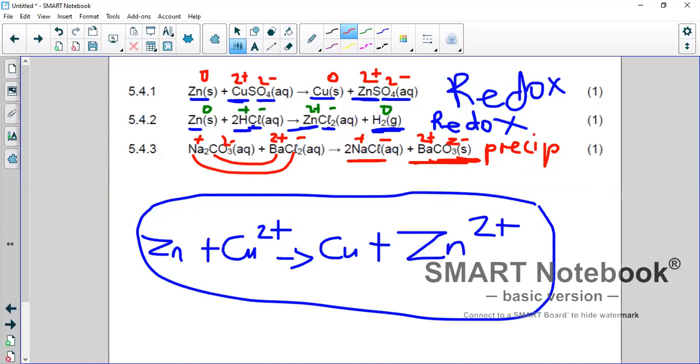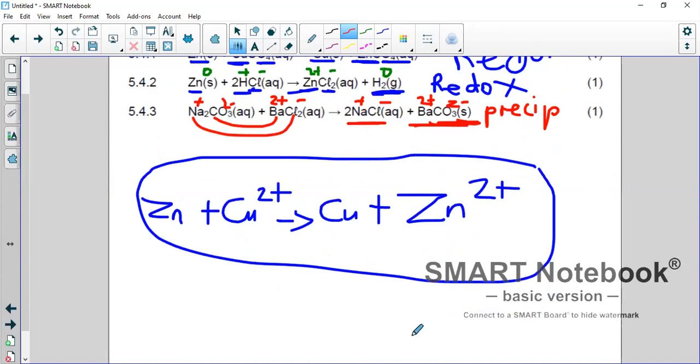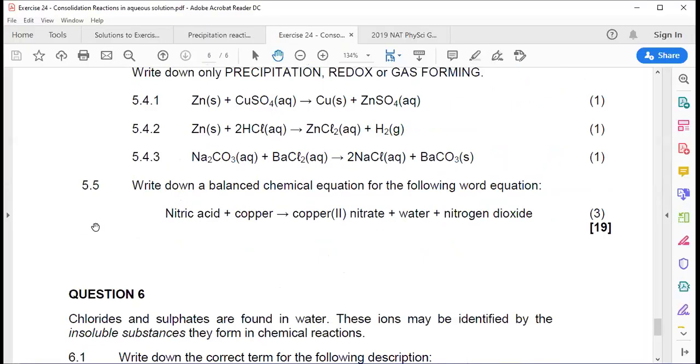So for those three, you get redox, redox precipitation, or you can have redox gas precipitation. It's fine. Okay, we move on to the next question. Right, 5.5. Write down a balanced chemical equation for the following word equation.